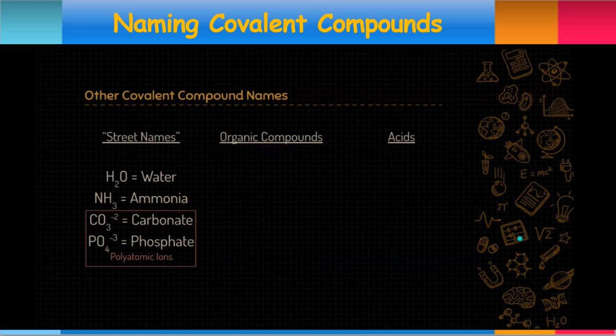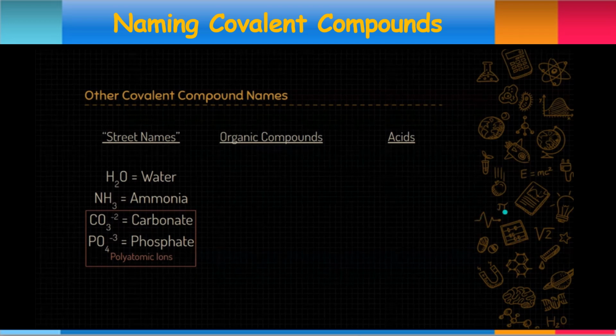Carbonate, or CO3 with a -2 charge, is named such because old chemists called it that because it was something related to carbonic acid. It was a salt of carbonic acid. Similarly, phosphate is a salt of phosphoric acid. So they have their own names respectively, and that's what we've been calling them for a long time.